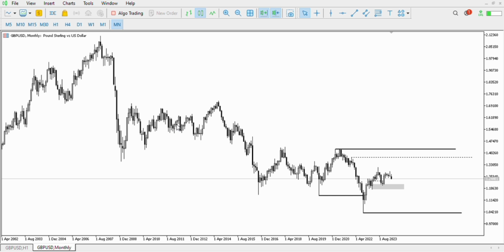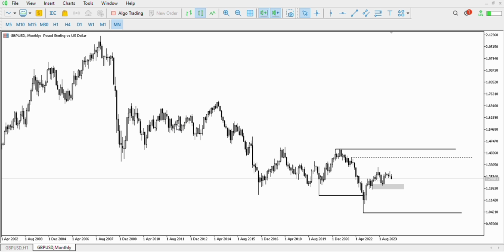So in today's video I'm going to analyze the GBPUSD and do a top-down analysis from the monthly time frame all the way down to the weekly time frame, even the daily time frame, the 1 hour time frame, and I might check also the 4 hour time frame. So now let me first start on the monthly time frame.